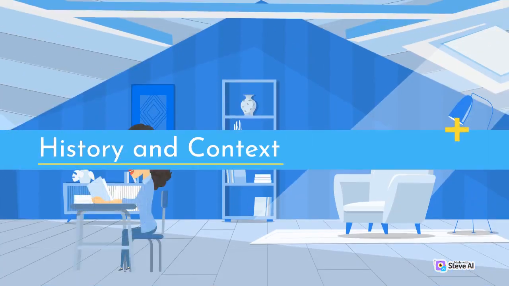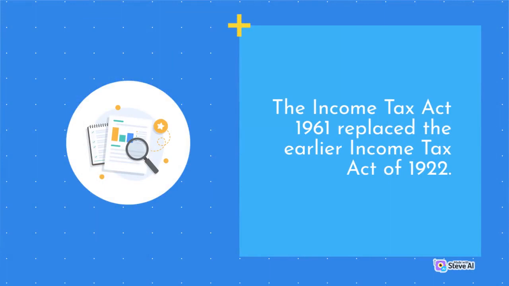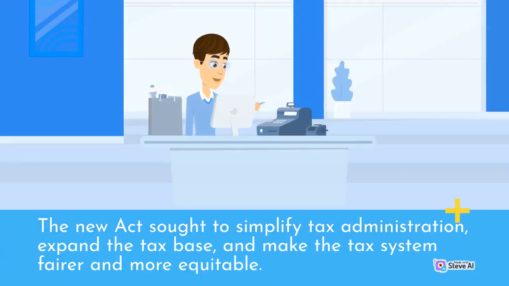History and context. The Income Tax Act 1961 replaced the earlier Income Tax Act of 1922. The objective was to consolidate and streamline the tax laws in India. The new Act sought to simplify tax administration, expand the tax base, and make the tax system fairer and more equitable.